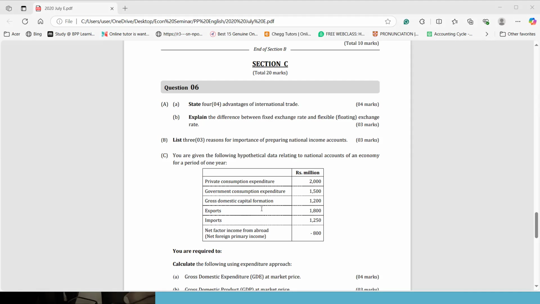both are same. Fixed exchange rate system and the floating exchange rate system. Even you can draw a diagram. Even without that, you get marks. So 3 marks.